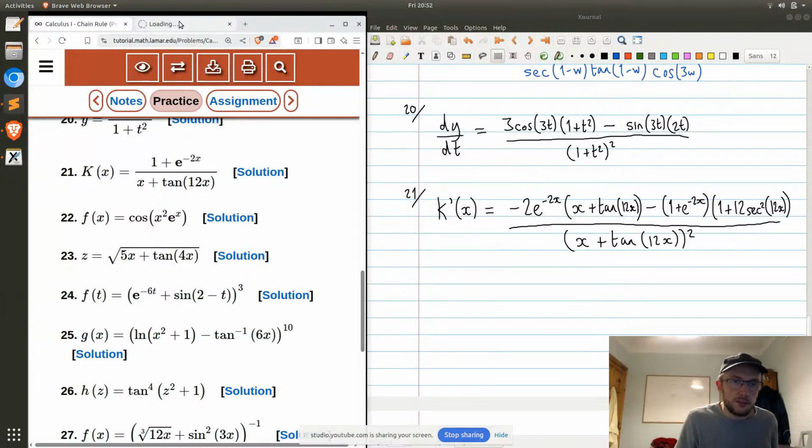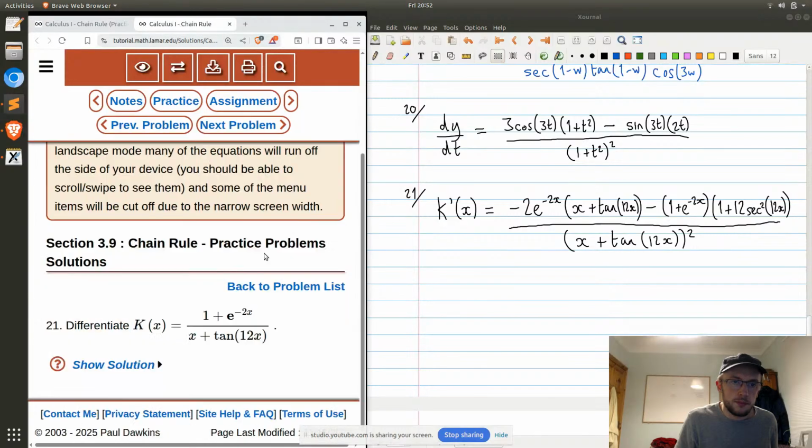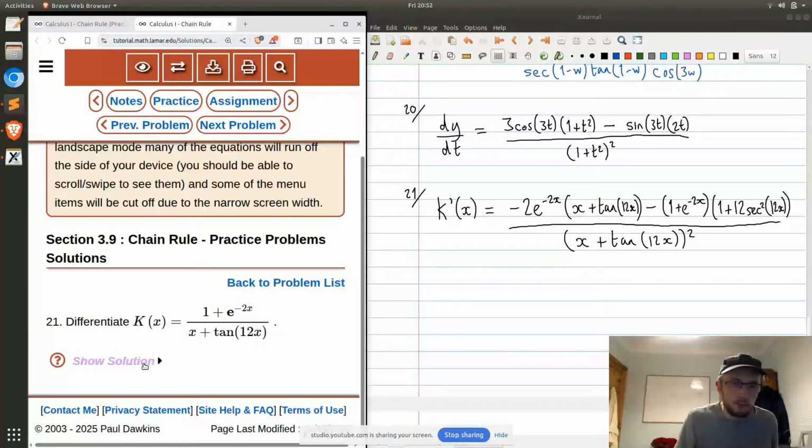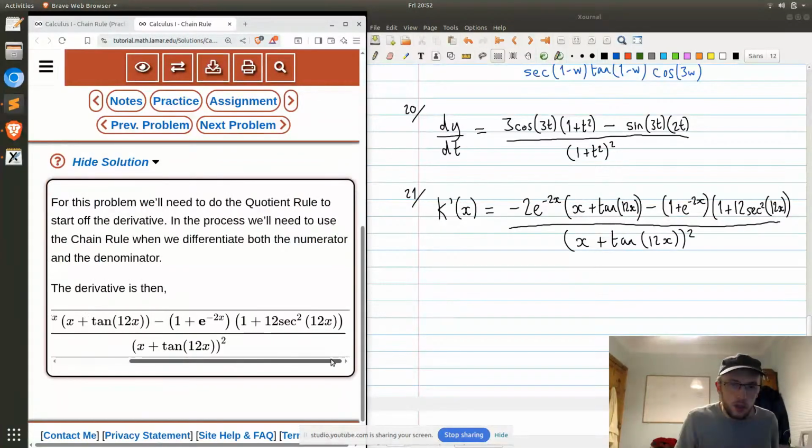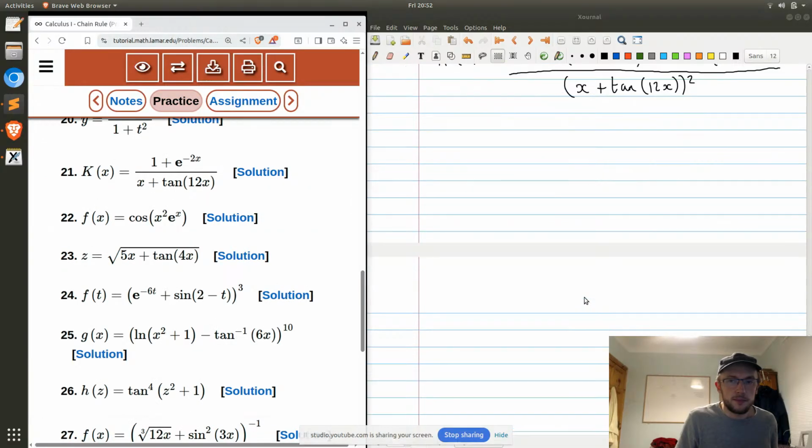Better check. Okay, good. So I don't have to simplify that because that would have been a nightmare. That's correct. Brilliant. Okay, I'm happy about that.